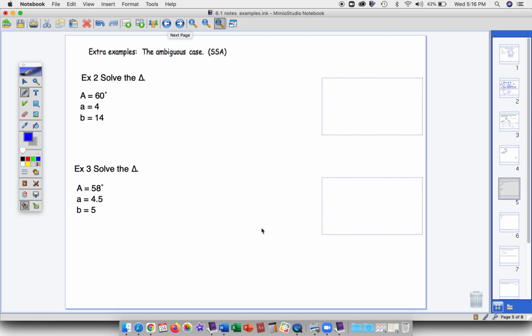Okay, so here are extra examples of the ambiguous case. Again, we've got two sides and a non-included angle. C would be the angle included between sides A and B. So set up a proportion. I want you to try examples 2 and 3. Set up proportions, solve for the missing parts, and pause the video while you're doing that. Come back when you're done, and we'll compare solutions.